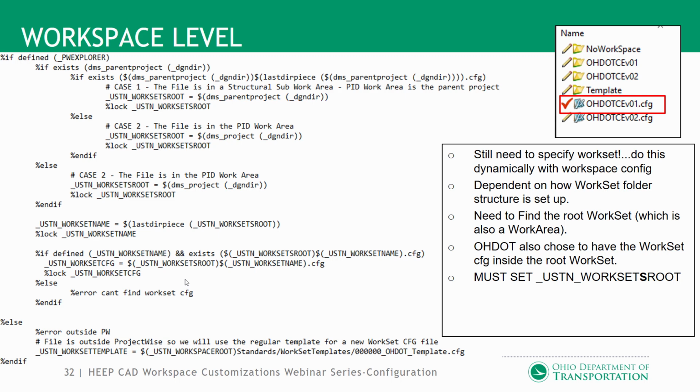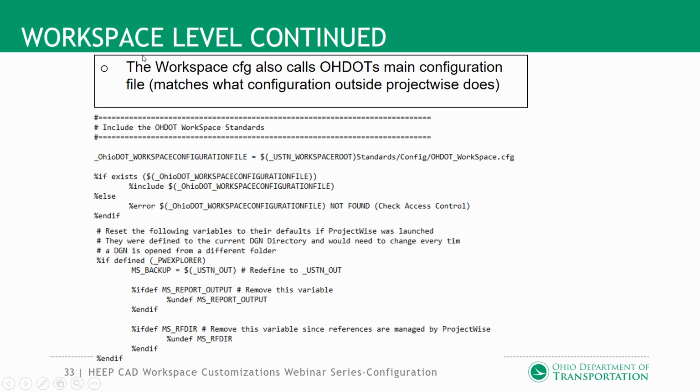So we have now found our work set. So now that we found our work set, we can run the work set config file, right? So that's the next step would be. So inside the workspace, we are doing some other things. So just showing that we set some more stuff inside that. So just like outside, we are calling a main config file.